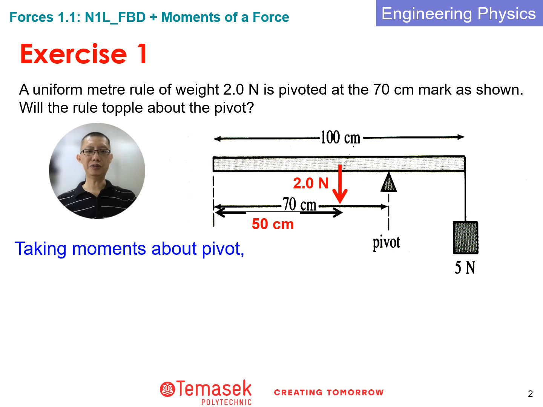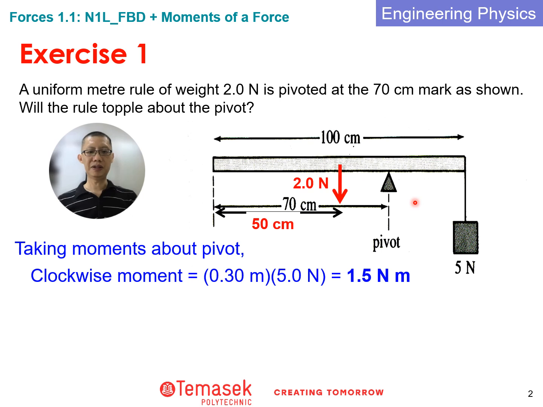Let's dive into an example. We have a uniform meter rule with a weight of 2 Newton pivoted at the 70 cm mark. The question is, will the rule topple about the pivot? To solve this, we calculate the moments about the pivot.